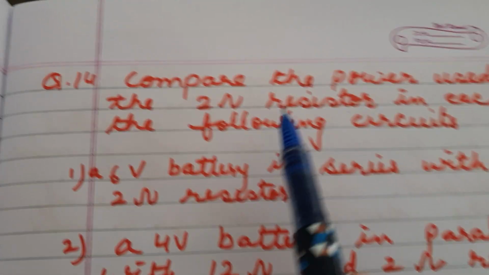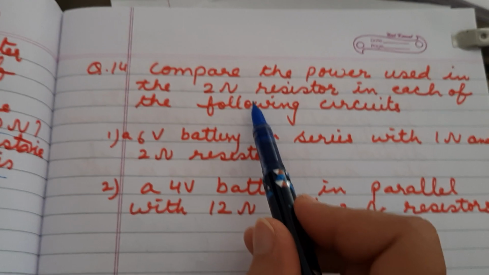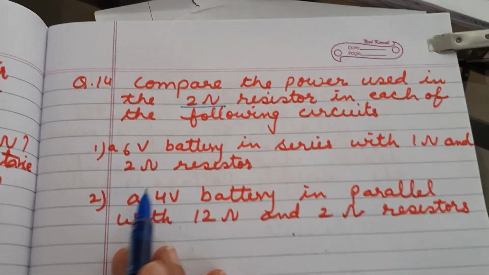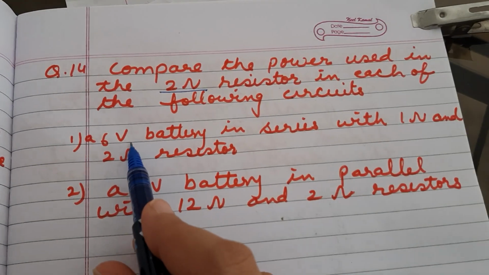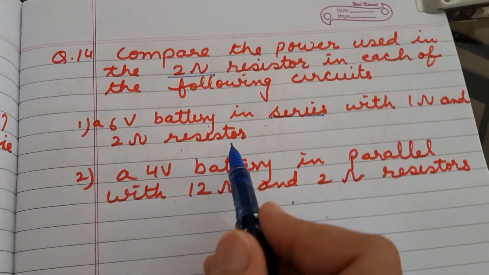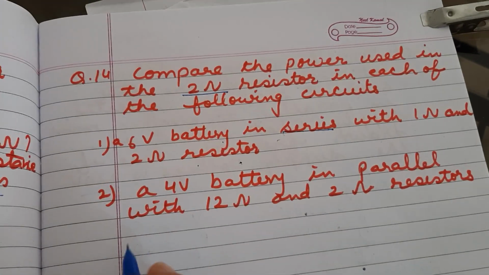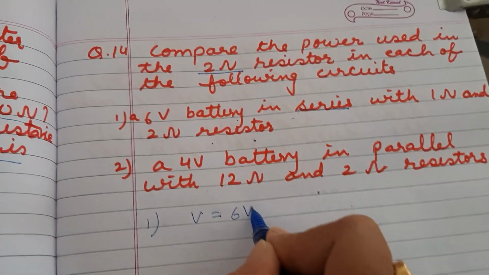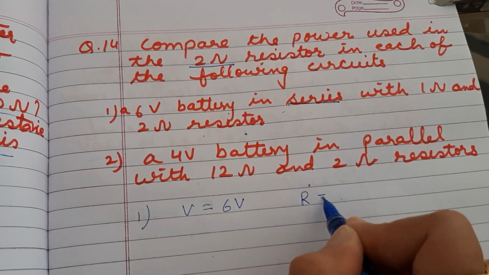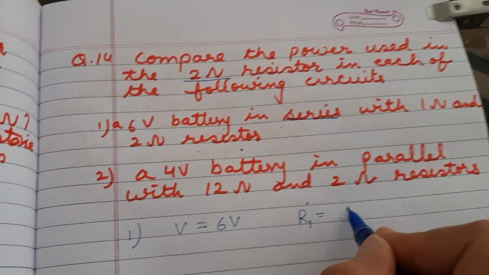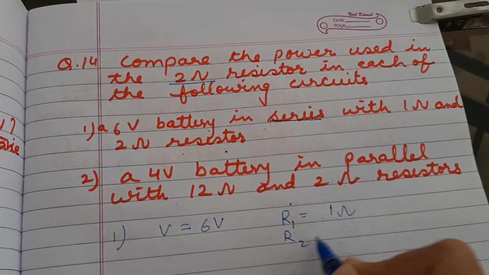Now the next question is, compare the power used in 2 ohm resistor in each of the following circuit. 2 ohm resistor, we have to calculate the power. First condition, 6 volt battery in the series, it is connected and 1 ohm and 2 ohm resistors are there. So in the first condition, what is given? V is given, that is 6 volt. Resistance is given, 2 resistors are there, one is that is 1 ohm and the second is 2 ohm.